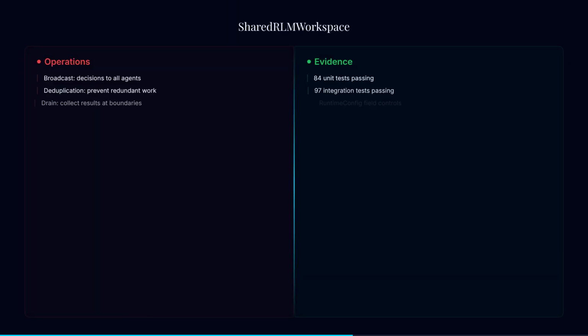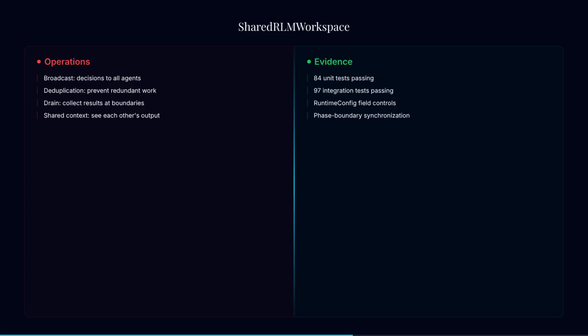Shared RLM workspace. The shared RLM workspace provides collaborative reasoning for multi-agent tasks. On the left, 4 core operations. Broadcast propagates architect decisions to all agents immediately. Deduplication detects when 2 coders start on the same component and reassigns one. Drain collects all results into a single coherent output at phase boundaries. And shared context lets agents see each other's output in real time.